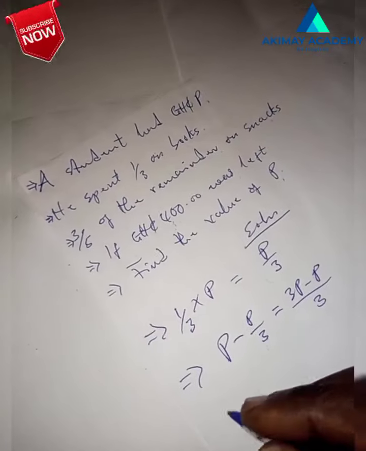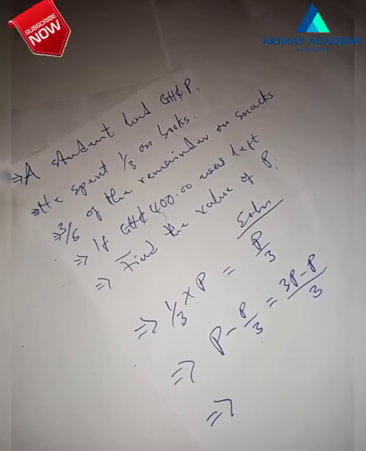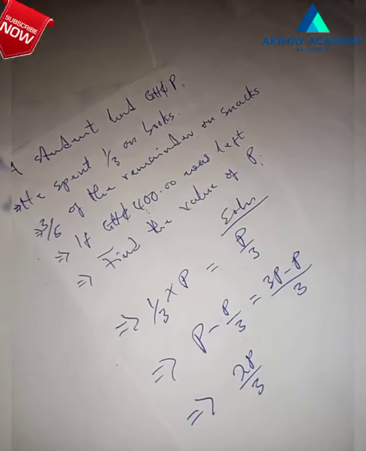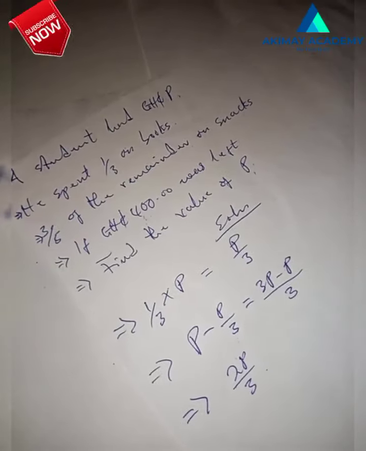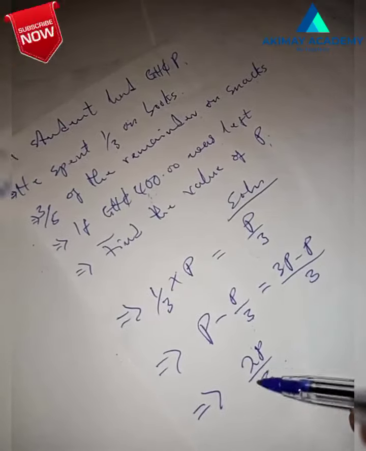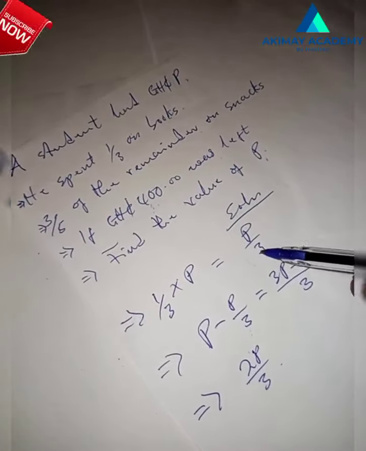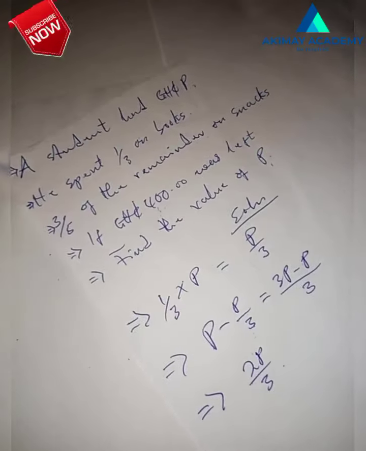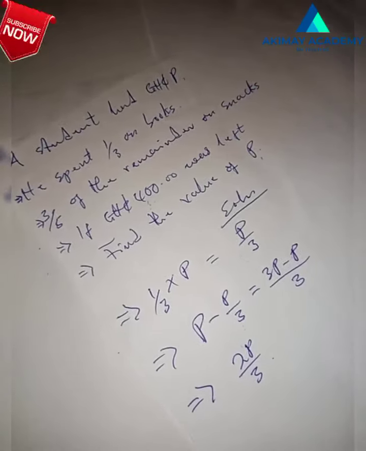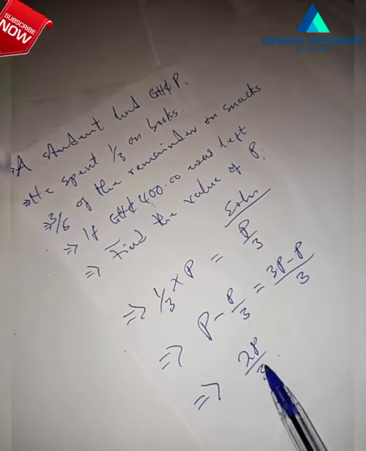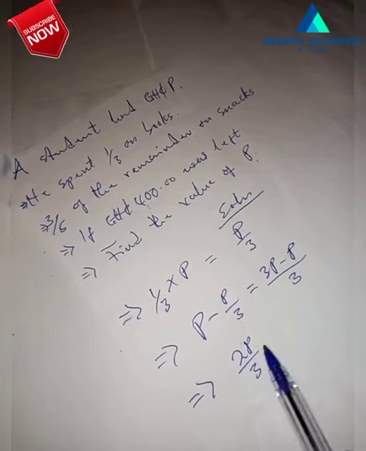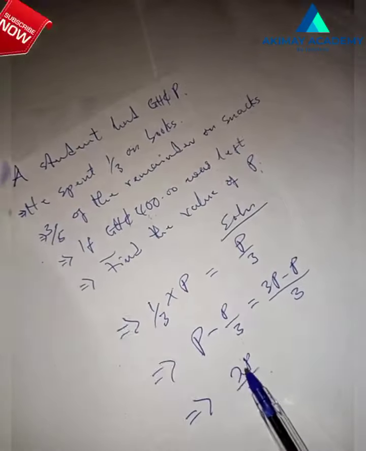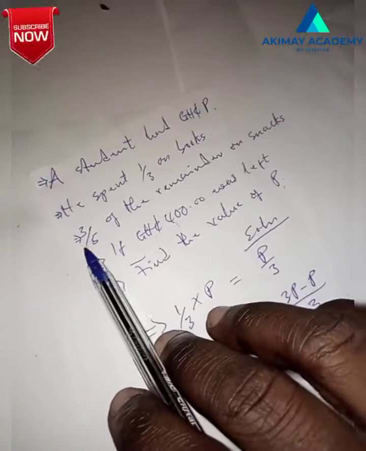So we can do the subtraction here so that we can have the remaining money, which is 2P out of 3. So this is the remaining money, or the fraction of the remaining money. Let me put it this way: he spent P out of 3 on books. So what was the fraction of the remaining money? The fraction of the remaining money is 2P out of 3. This is the money that we are going to deal with.